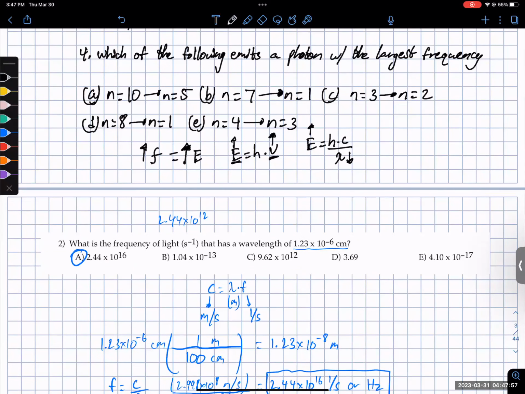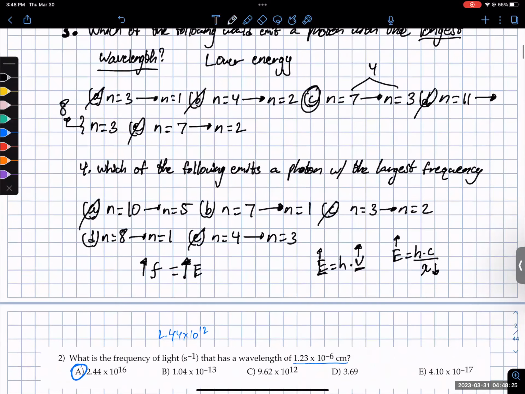But emits a photon with the largest frequency. So we've already stated that larger frequency means larger energy. So if it's a larger energy, which series are we going to be looking at? Lyman series, exactly. So we can go ahead and eliminate options E, C, and A. So now we're left with B or D. Now, which one between B and D has a higher energy?